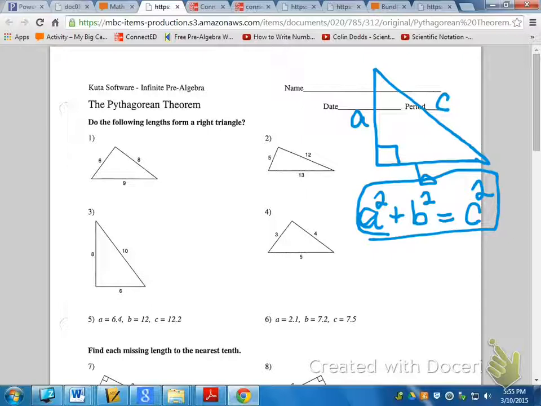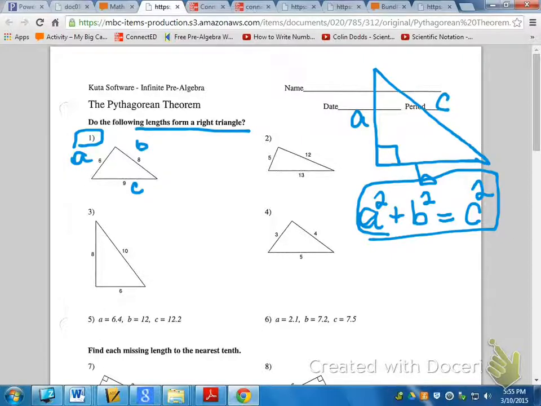But look at these first few problems on this worksheet that you're going to do. It says, do the following lengths form a right triangle? They're asking us, is it a right triangle or not? So this is the converse of Pythagorean Theorem, and we're kind of testing it out. And here's what you would do. I will do number 1. On number 1, I have the side lengths of 6, 8, and 9. So remembering what I said, 9 would definitely have to be C. The other two, it doesn't really matter. They would be A and B.